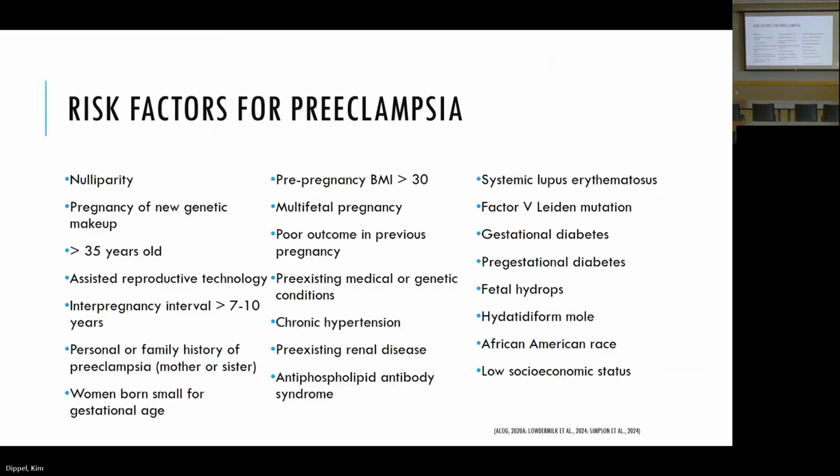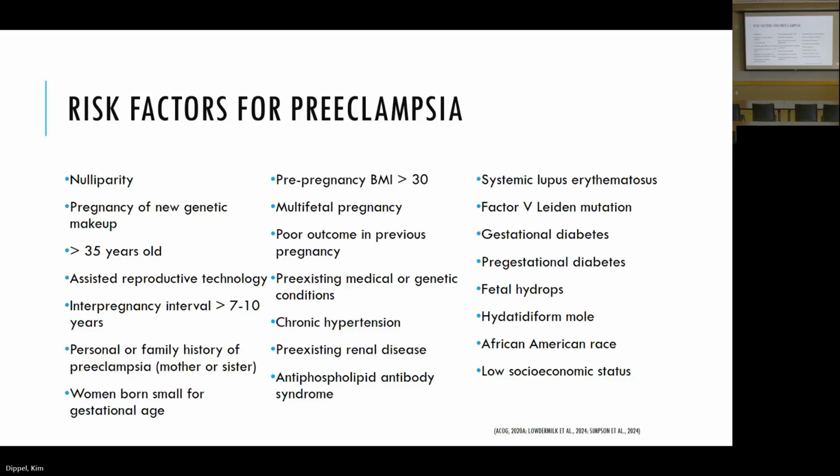So here are risk factors for preeclampsia. Nulliparity, you can read those. Really, pregnancy of a new genetic makeup. In other words, paternal history. If a man previously fathered a preeclamptic pregnancy in another woman, chances are that woman may also be at risk for preeclampsia.